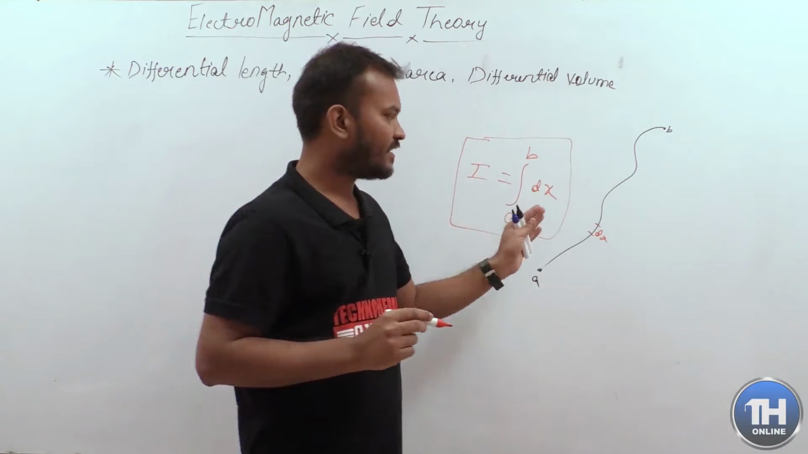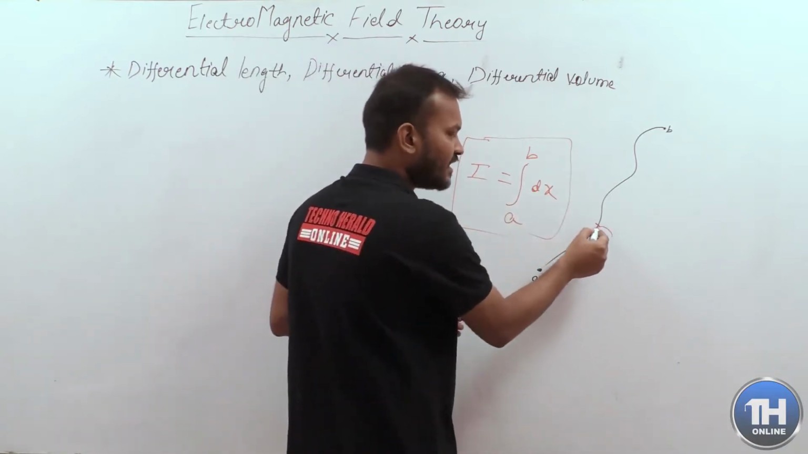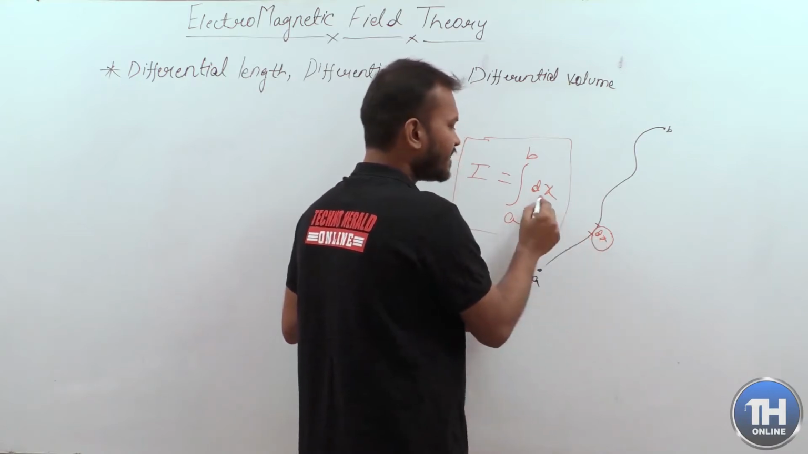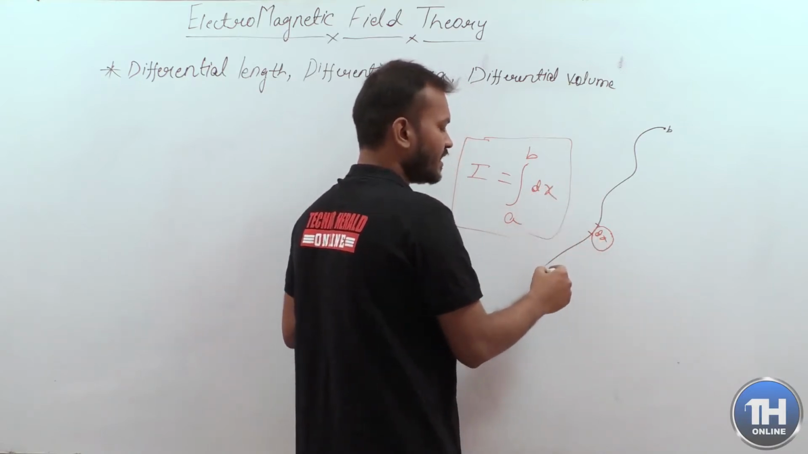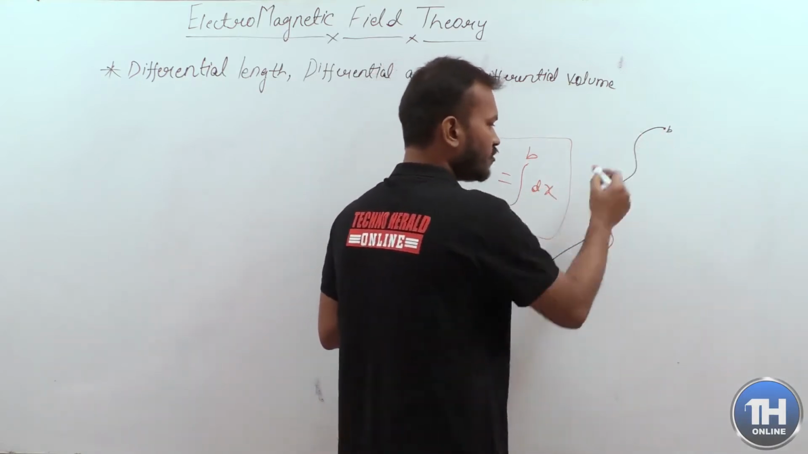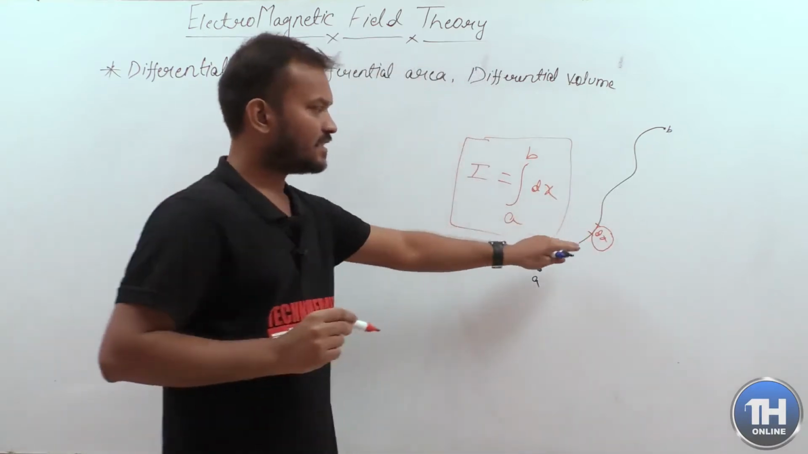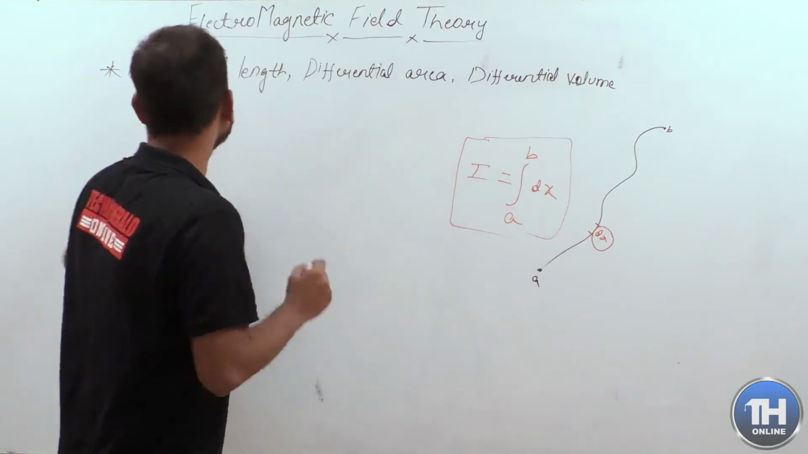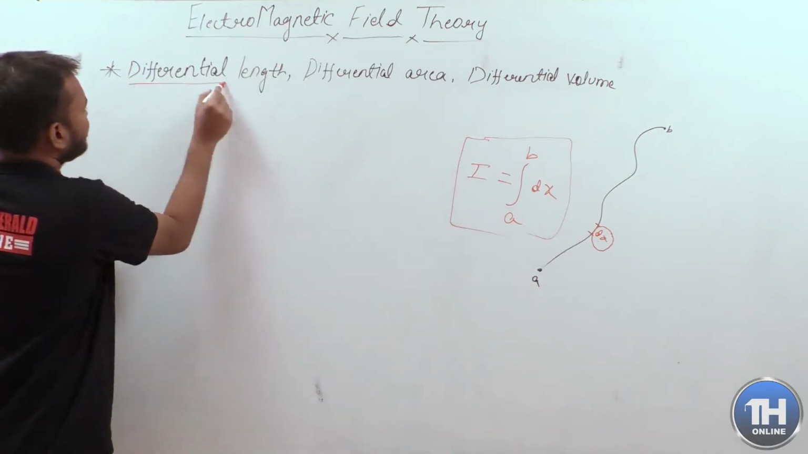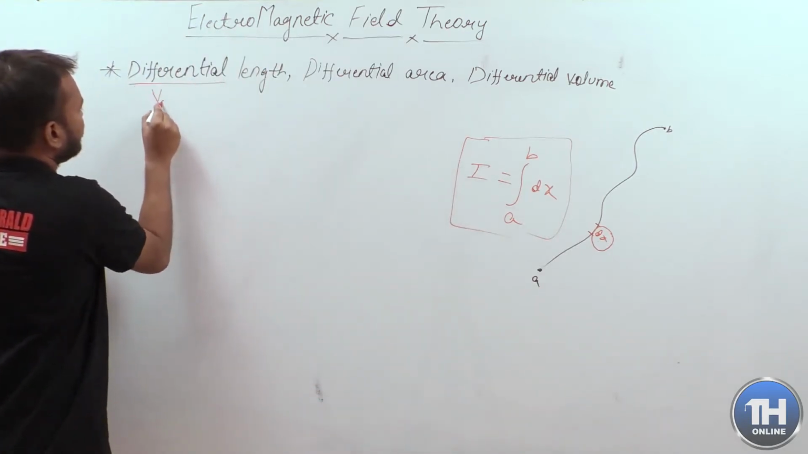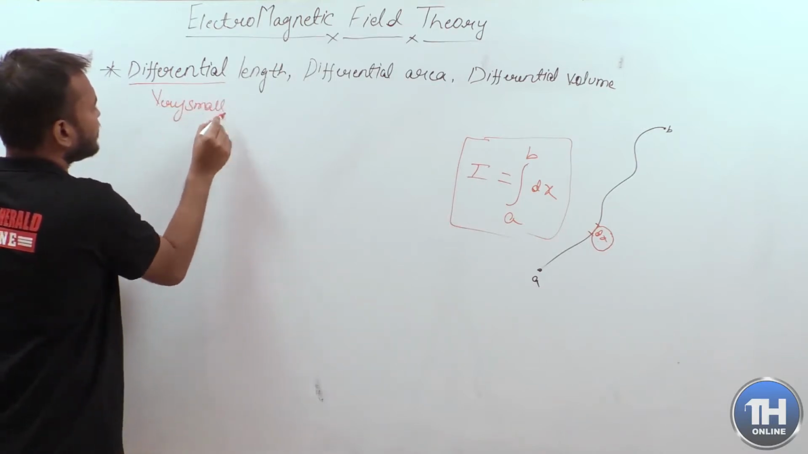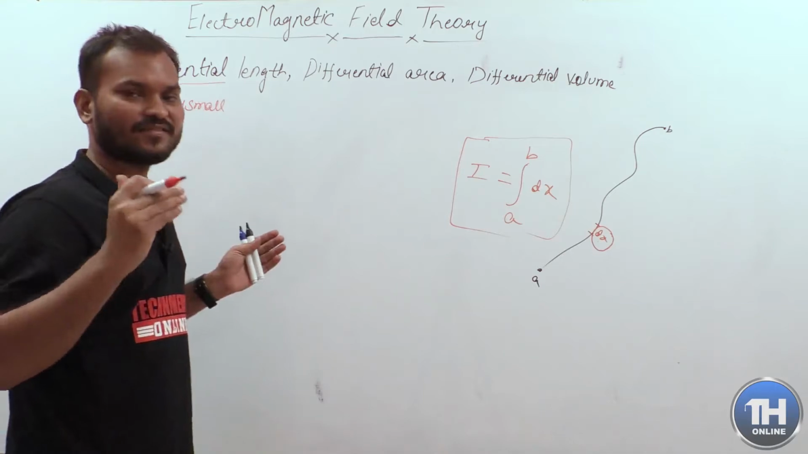So we have taken a very small element here, and we have integrated this small element throughout, that is from the point A to the point B. So this very small element is nothing but the differential. Differential means very small element. That is what we mean to say by the differential.